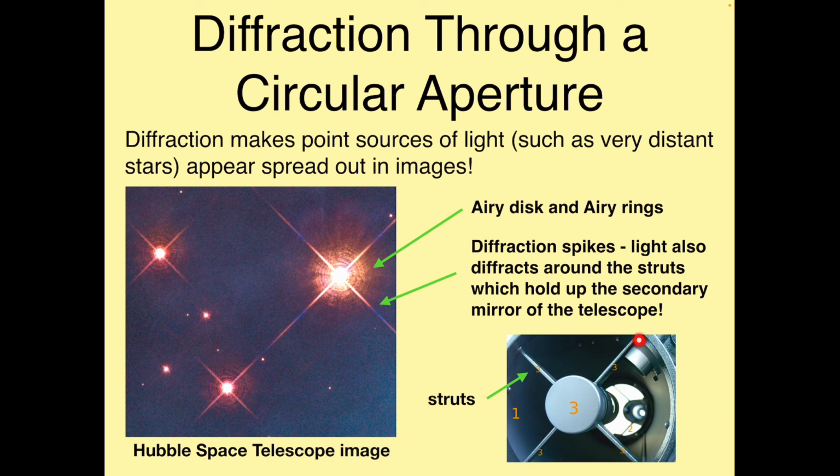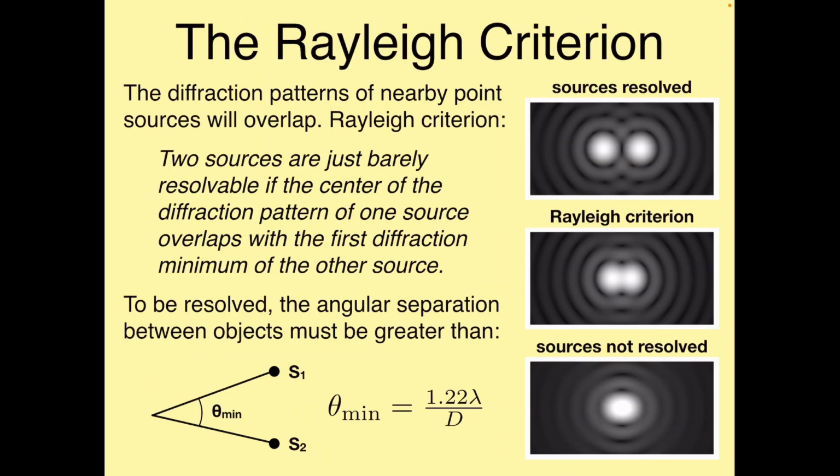By diffracting around those struts, we end up getting these diffraction spikes that you see here in the images. That's why those are present. And so that takes us to the Rayleigh criterion.